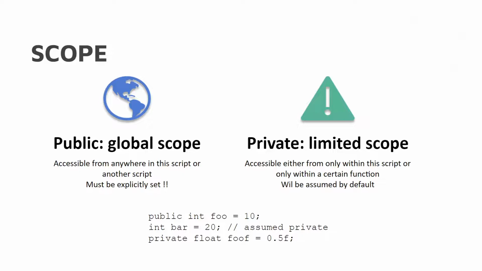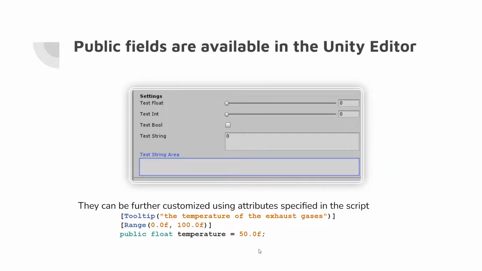Assumed by default. So if you don't declare something to be private or public, it will be private by default. So here's some examples. Public int foo equals 10. So if we declared this as a class attribute or class property, or even if you think of it as a field, if you said public int foo, other classes, other code can see that from outside of this class. As opposed to if we said int bar or private float foof, these things would be private and would only be accessible within our script.